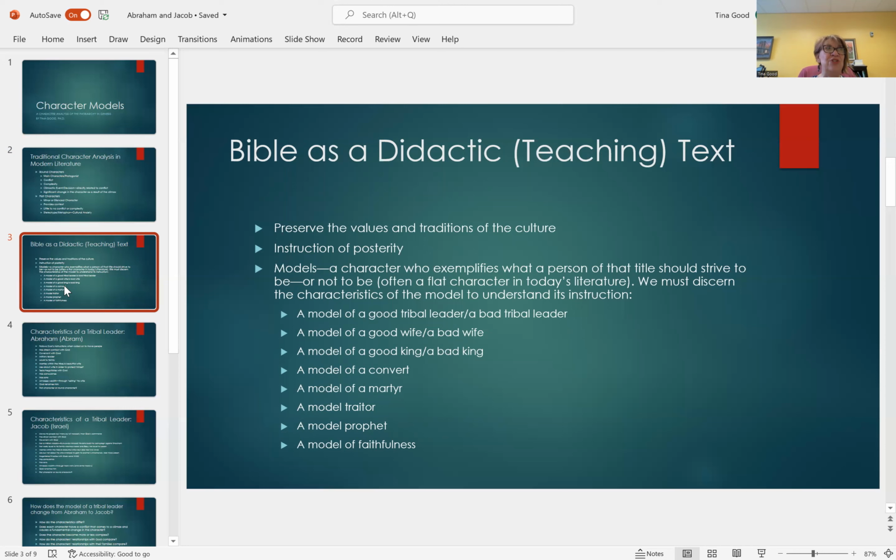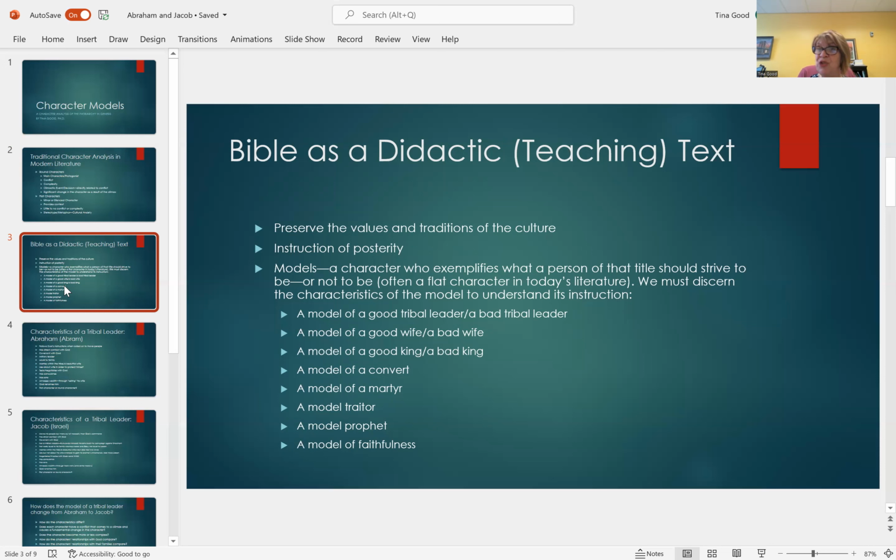And so in order to figure out what that model is, what that example is, we have to discern the characteristics by looking carefully at how the character acts in the story. Some examples within the Bible are, say, a model of a good tribal leader or a bad tribal leader, a model of a good wife or a bad wife, a good king, a bad king, a convert, maybe a model of a convert, a model of a martyr. I imagine you all can think of who that's going to be.